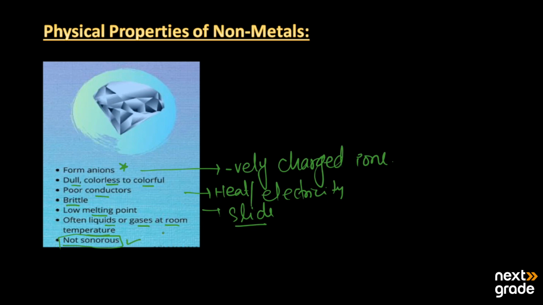Non-sonorous substances do not produce a sound or ringing when they are struck with any substance. An example is wood, which does not produce any sound, like a non-metal. So wood and non-metals are the same in nature.